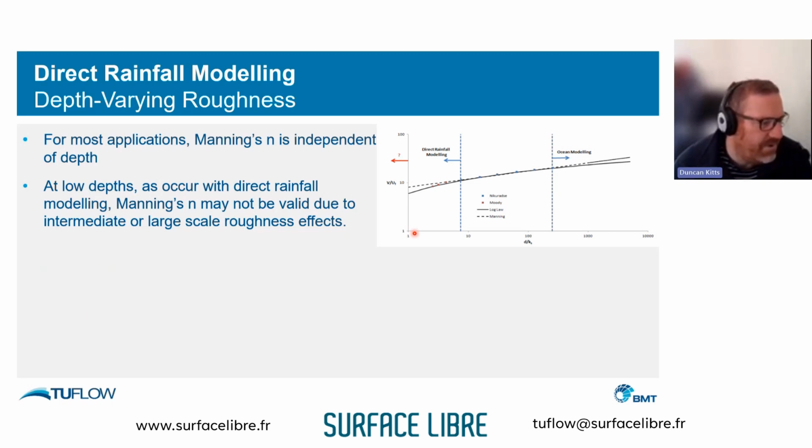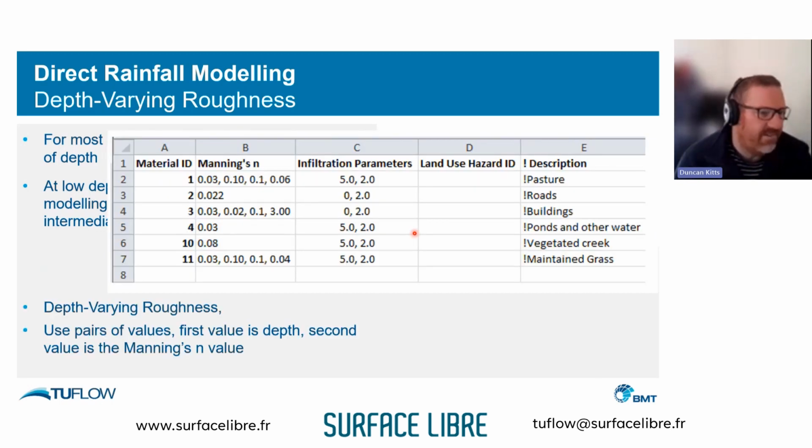So we do allow you to have this depth varying roughness. To do this, we specify pairs of values. For our material, rather than just having a single Manning's N value, we say, okay, this is the depth. So at a depth of 0.03, our Manning's N value is 0.1. At a depth of 0.1, our Manning's N value is 0.06. And then it's interpolated between.